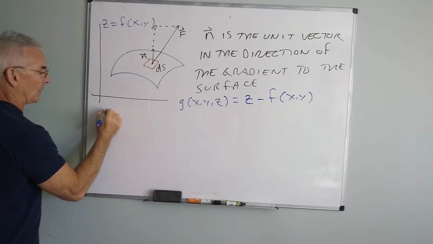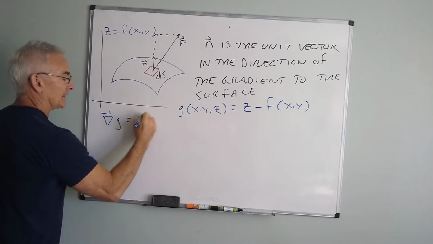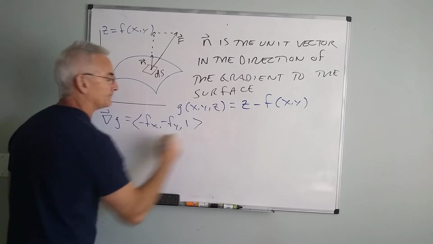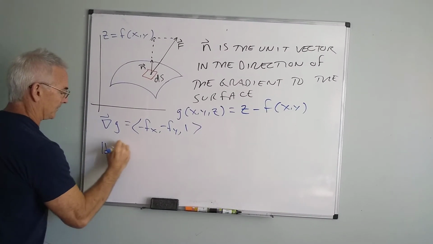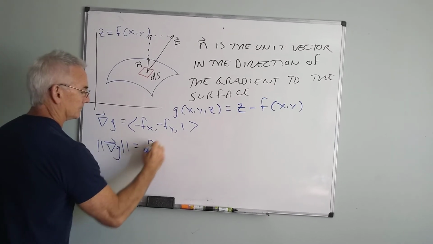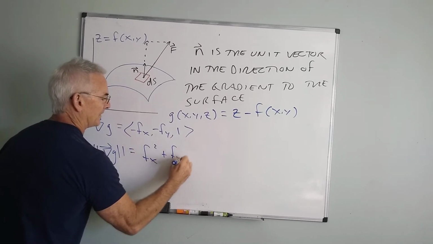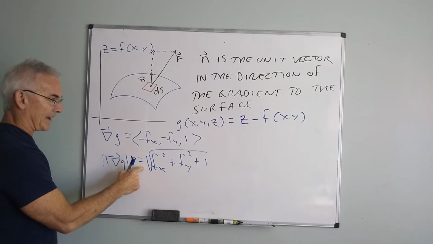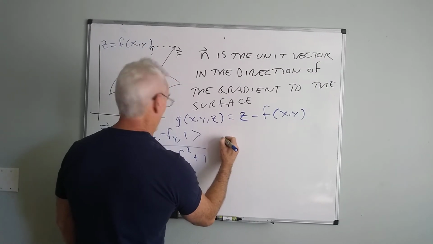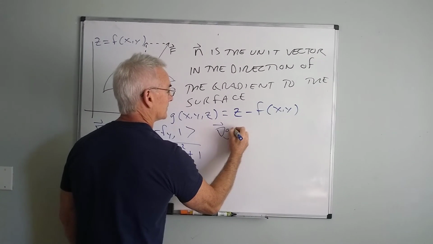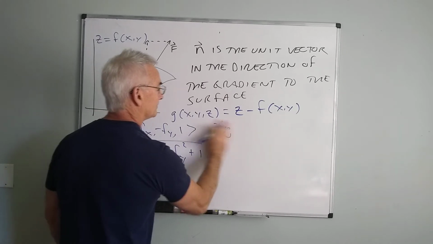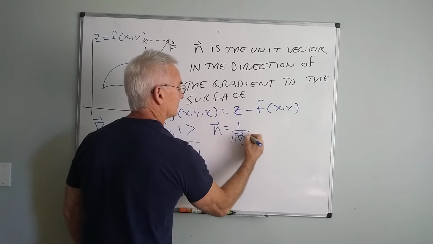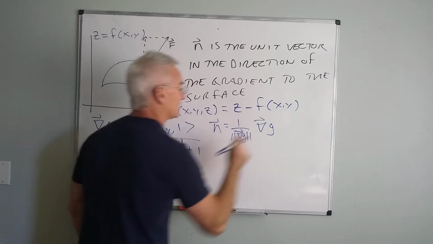Now we know that the gradient of g, in this case, is going to be negative fx, negative fy, comma 1. Therefore, the length of the gradient vector looks very familiar. This is also coming from the surface area parameter. So therefore, our normal vector is 1 over the length of the gradient vector times the gradient vector itself.